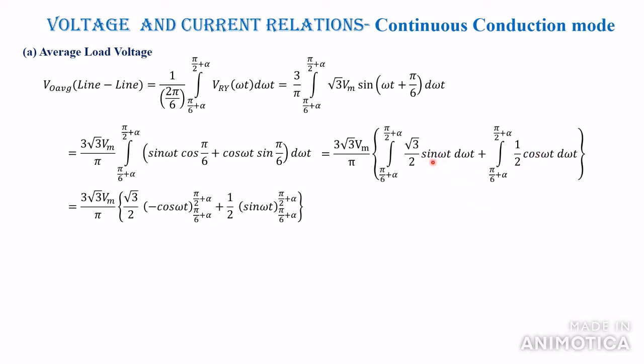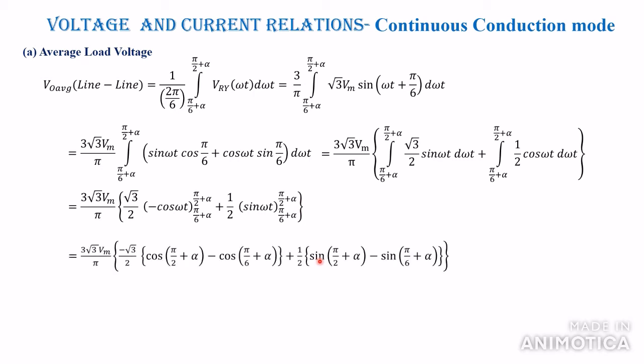So integral of sine omega t is nothing but minus cos omega t over the limits pi by 6 plus alpha to pi by 2 plus alpha. Similarly integral of cos omega t is sine omega t over the same limits. So in the next step we will substitute the limits. Here we are taking this minus sign outside.